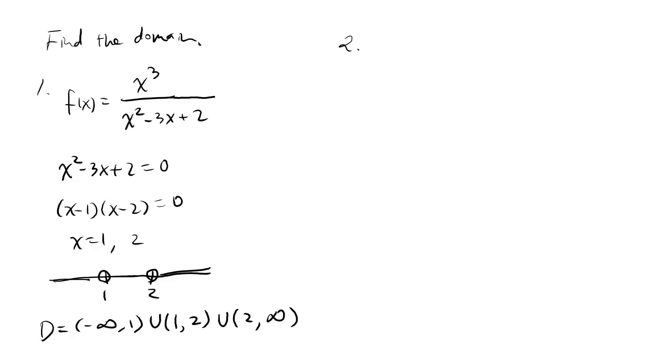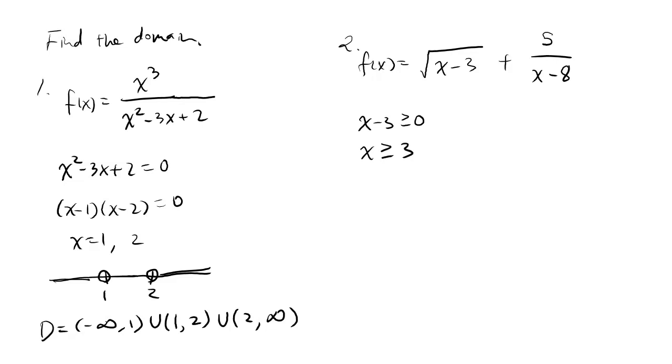Here's the second question. Let's say you have f of x equals square root of x minus 3 plus 5 over x minus 8. Well, for this one, x minus 3 has to be 0 or greater. Because that's the radicand, that's inside the square root, and therefore x should be 3 or greater. And over here, x minus 8 cannot be 0. So if you add 8 to both sides, you see that x cannot be 8.